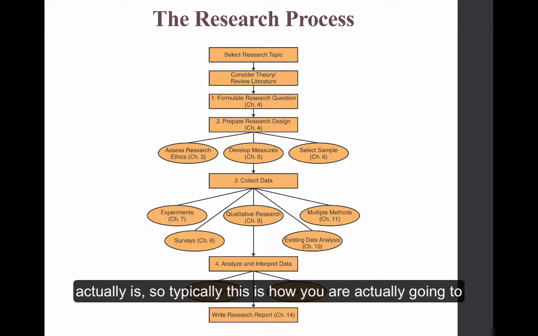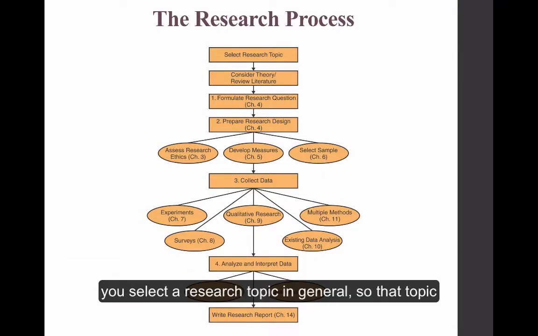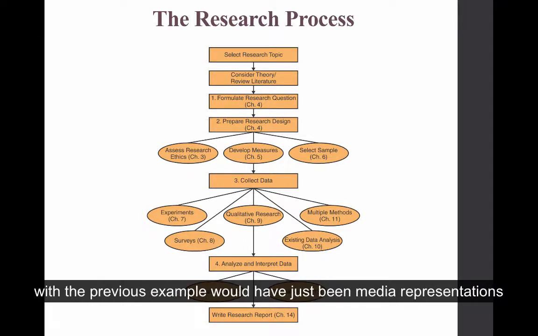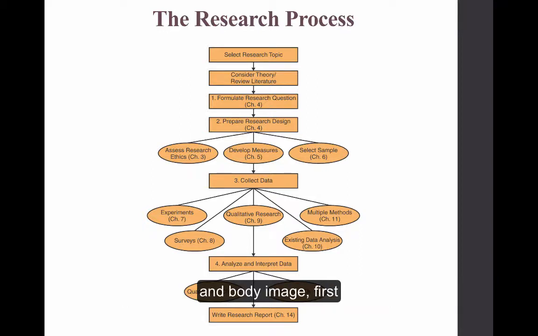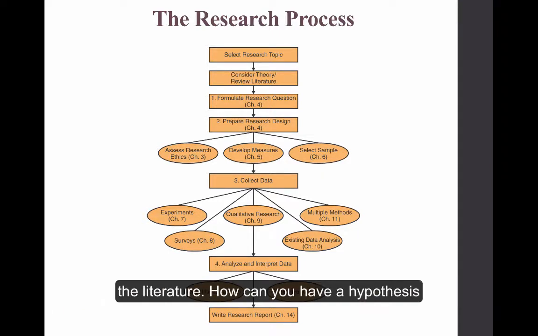So typically, this is how you're actually going to write up something for this class, right? This is how you're going to do your research in this class. You select a research topic in general. So that topic with the previous example would have just been media representations and body image, right? The first thing you do after you pick your topic is you have to start looking at the literature, right?